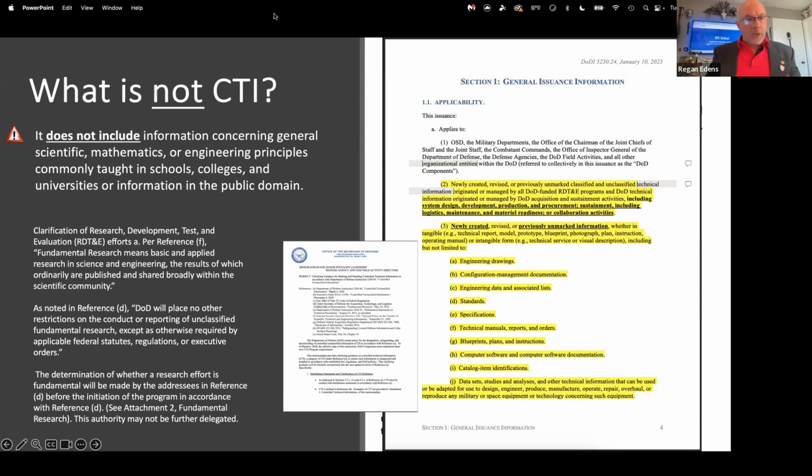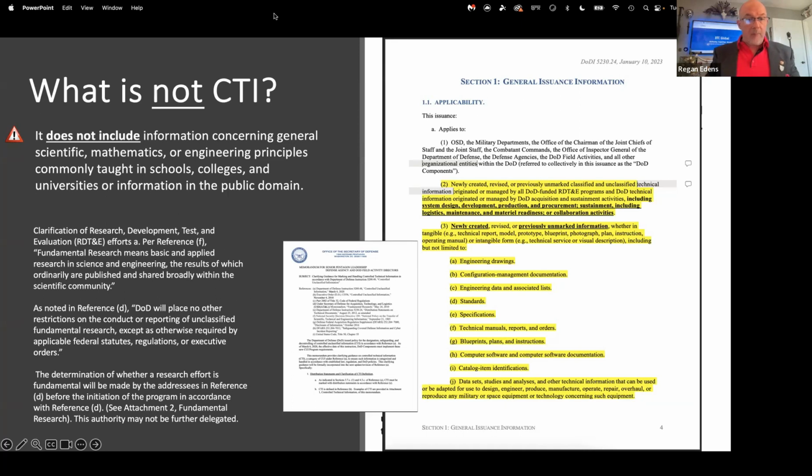Okay, so the clarification of this related to a DoD memorandum that was issued says that per the reference, fundamental research means basic or applied research in science and engineering, the results of which ordinarily are published and shared broadly across the scientific community. So if it falls into this information, then the DoD places no other restrictions on the information.